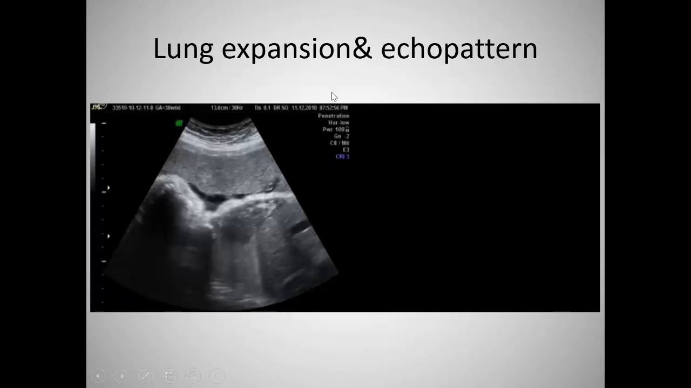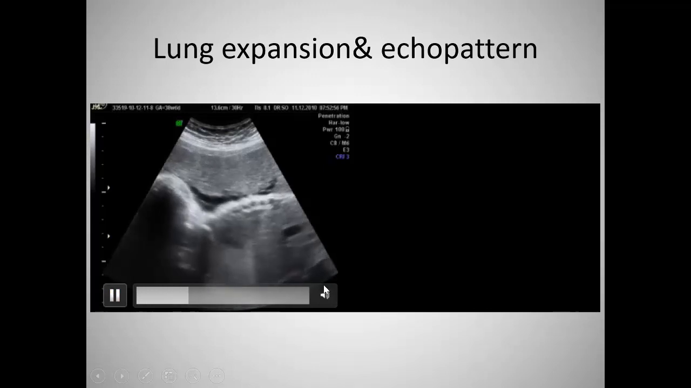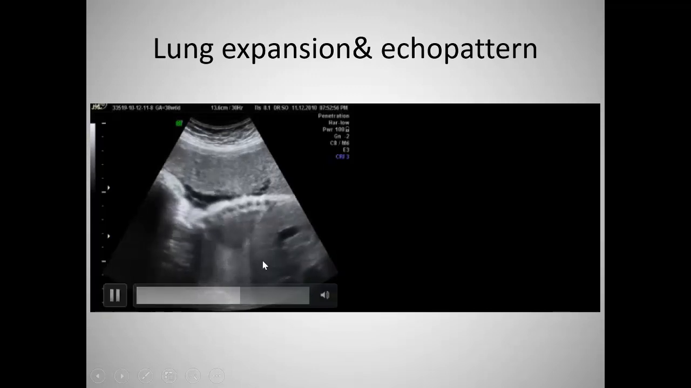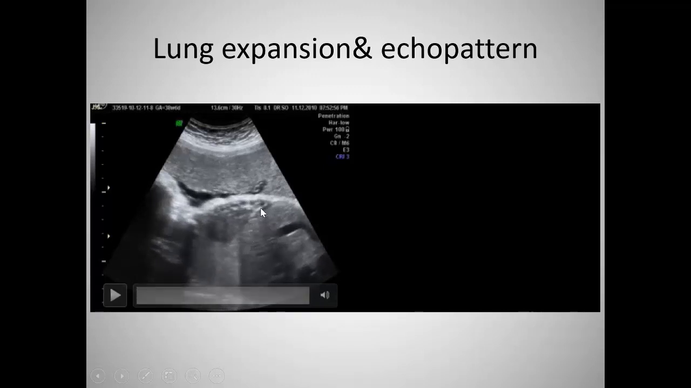The most important thing that I depend on in my practical work is the lung expansion and the lung echo pattern, which is the increased echogenicity, as we have said. How can we determine the lung expansion? Note here in this fetus, there is good respiratory movement. This is the diaphragm, this is the liver, and this is the lung.